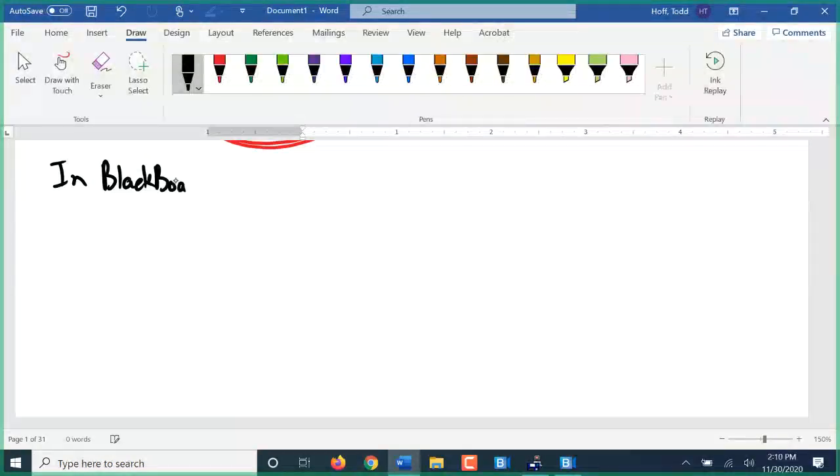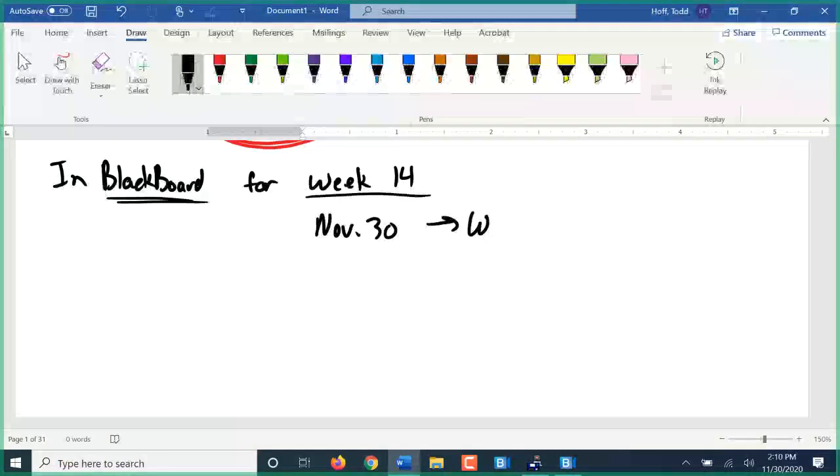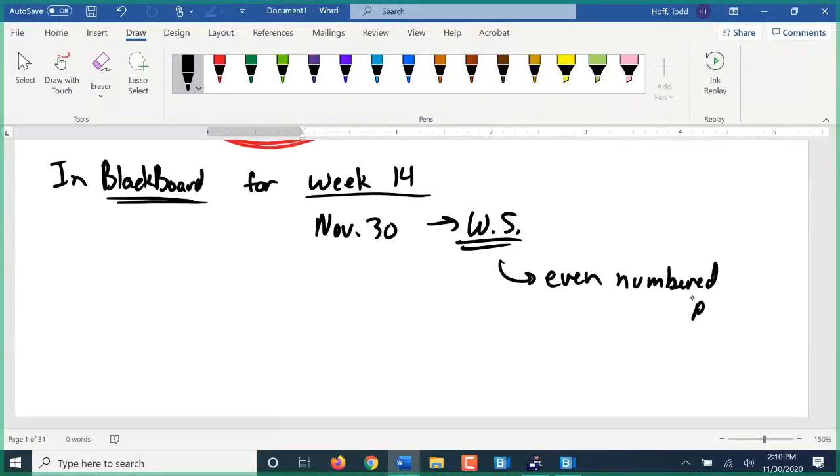So in Blackboard for today, it's of course the week 14 folder, November 30th, is a worksheet on 3 variable systems of equations. On that worksheet, I want you to do the even numbered problems. We'll go over those problems in class tomorrow. Make sure that you guys have it down as to how to solve them, and then we'll go on from there.